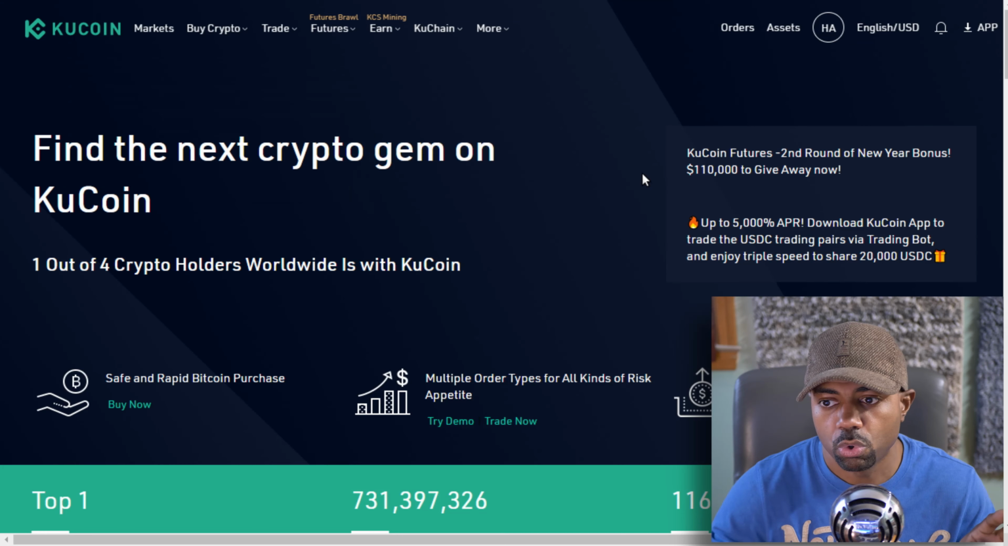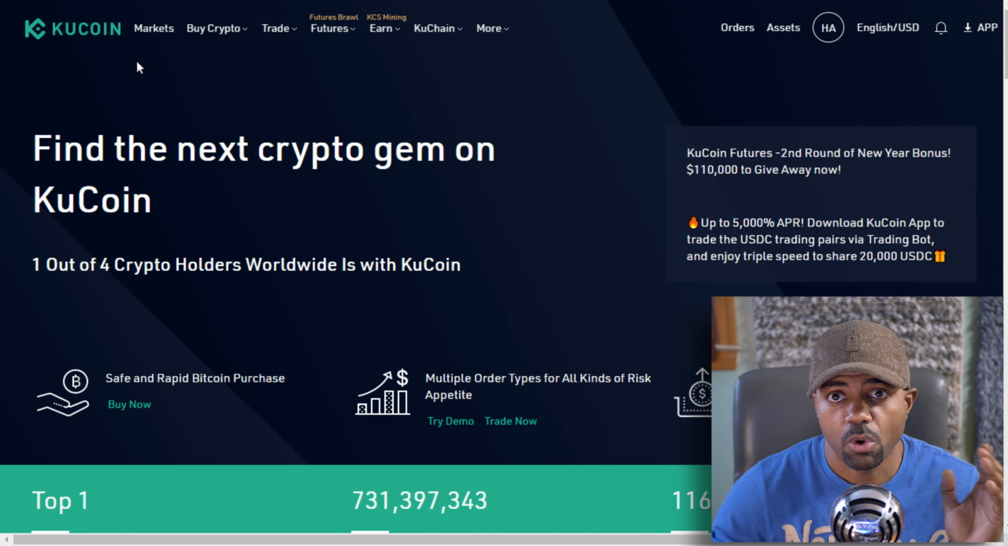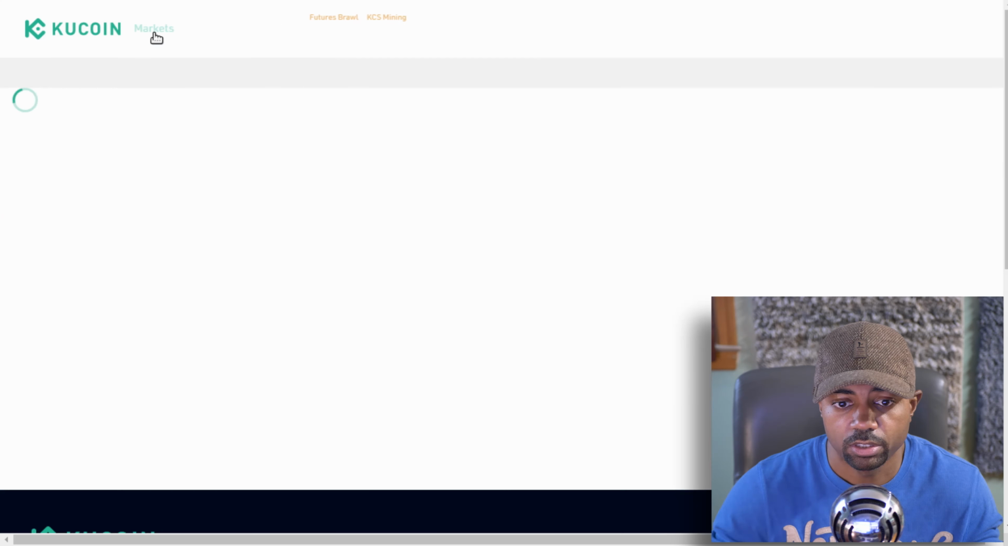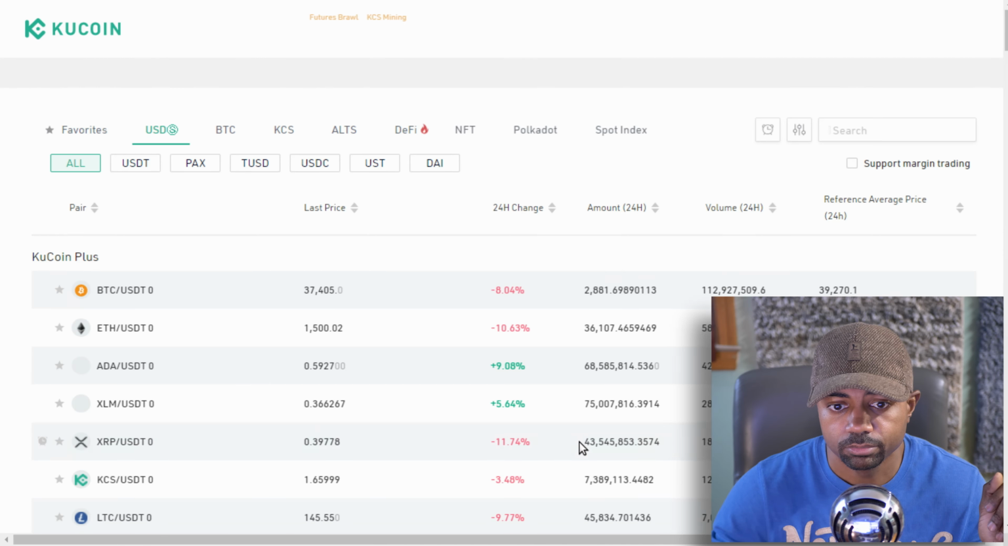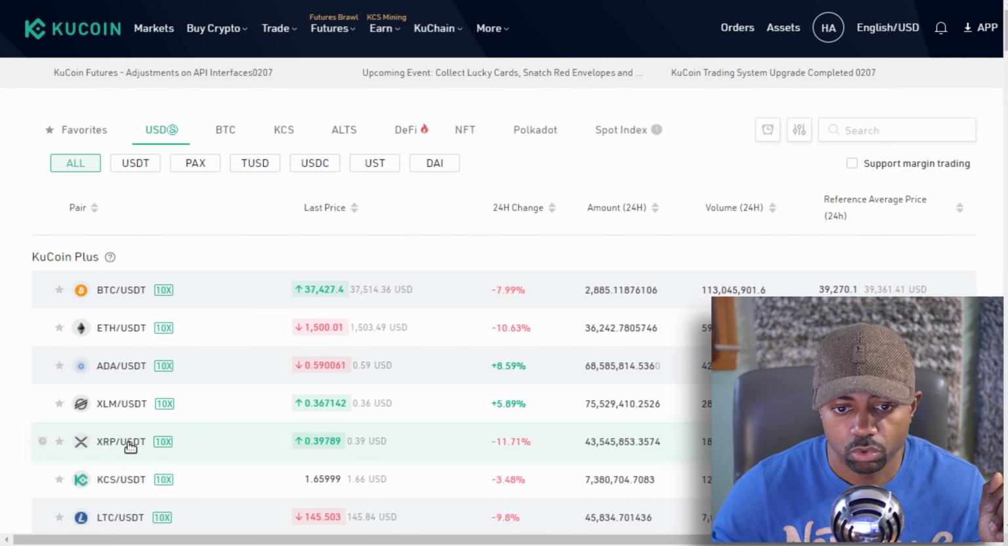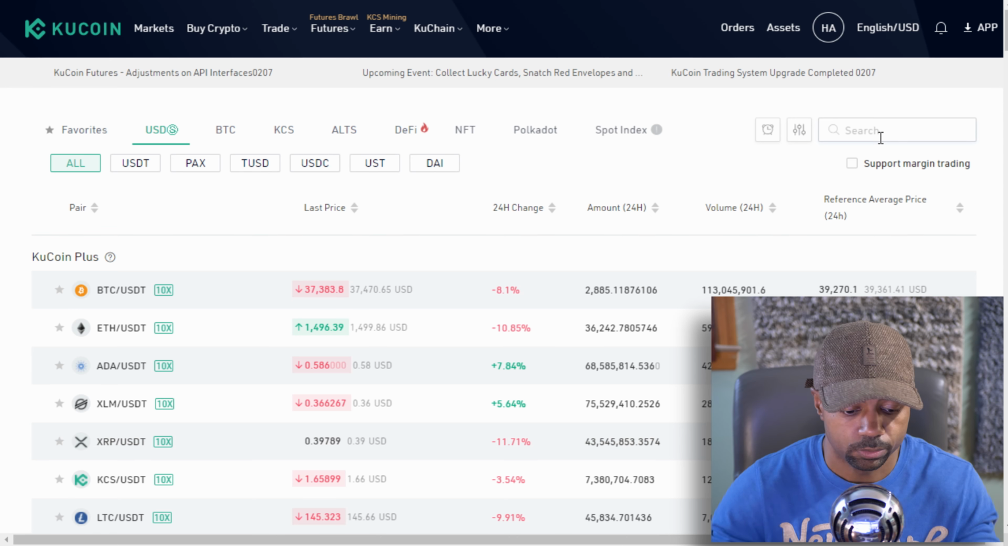All right, so we're going to go to Kucoin. And just to show you that XRP is on Kucoin, Ripple is on Kucoin. I don't know why people are saying in the comments that they can't buy XRP on Kucoin. Markets. Clicking markets right here. And look at that right there, XRP USDT. So let's search XRP and see what trading pairs are available on Kucoin for Ripple.